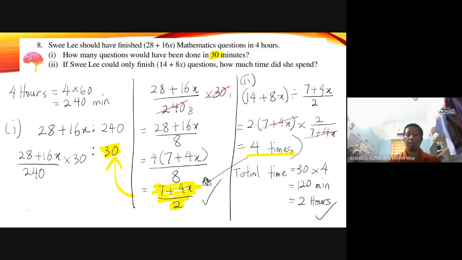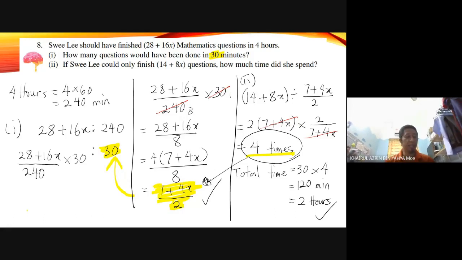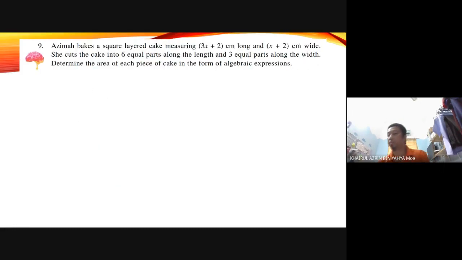Remember, the answer here we get actually the times. How many times compared to our answer in question number 1. Not 4 minutes or 4 hours. We finish question number 8. I hope you understand. Now we go to the last question. Question number 9.